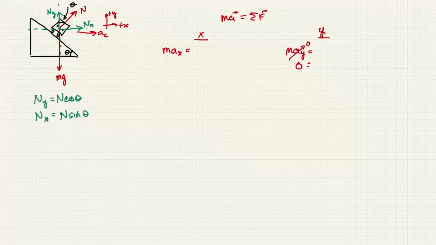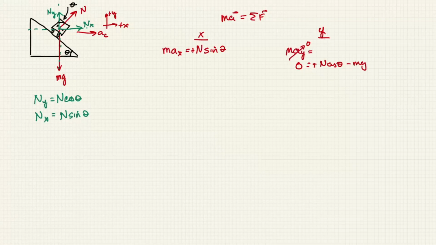In the x direction, how many forces are there? 1. And it's n sine theta, because it's nx. And in the y direction, how many forces are there? 2. N cosine theta and mg, and n cosine theta points up and mg points down. Okay, and there's a positive sign over here on my x direction one.